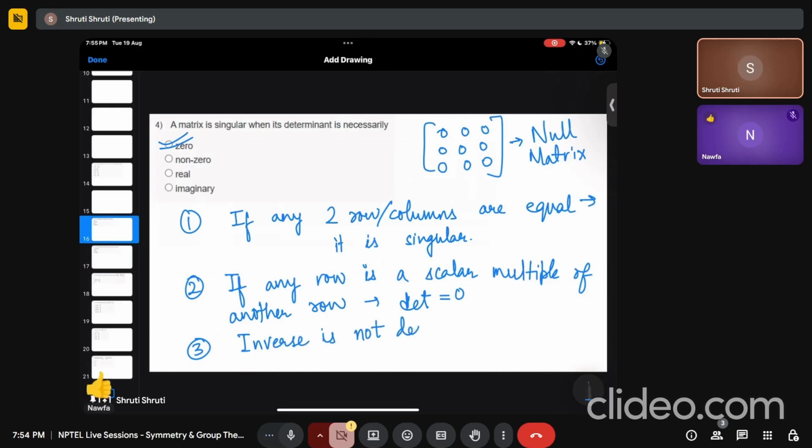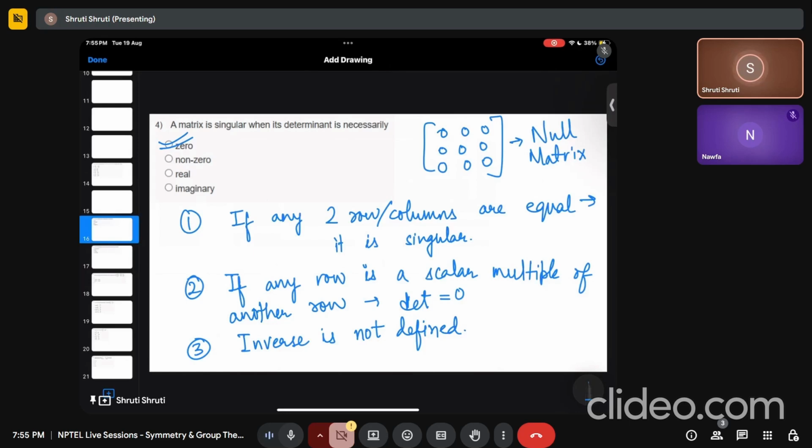Why is it so? Because 1 by 0 is not defined. Yes. For calculating inverse, you need to do 1 by determinant. But if determinant itself is 0, 1 by 0 becomes an undefined number. Okay, so by looking at the matrix, if you can figure out that two rows or two columns or any number of rows or columns are equal, then that will be a singular matrix.